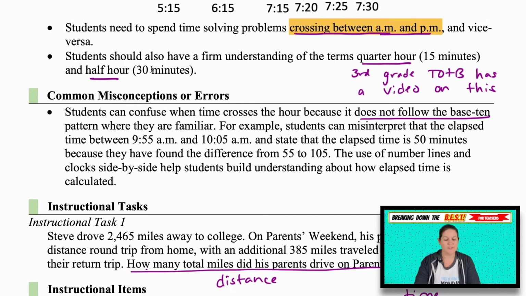This also says that students should have a firm understanding of terms like quarter hour and half hour, which is something that, if you have access to all three grade levels, the third grade Taking on the B.E.S.T. bronze resources do contain video lessons on those.